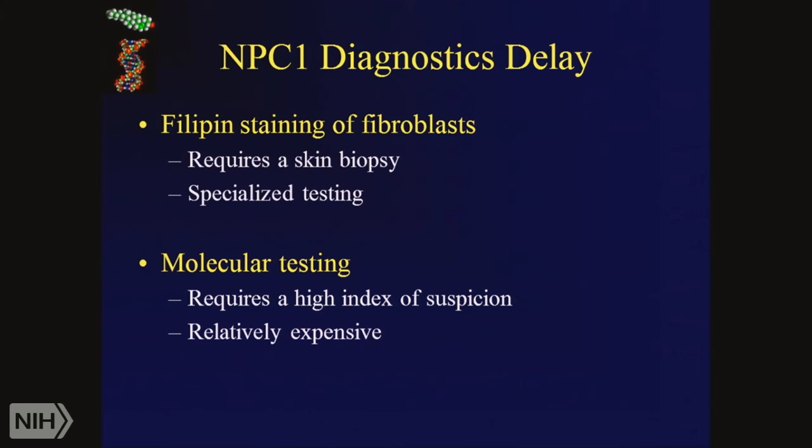Okay, coming back to the diagnostic delay. One of the things contributing to the diagnostic delay was the difficulty in making this diagnosis. There was not a blood test. The classical way of making the diagnosis was this Filipin staining of fibroblasts, and I showed you that picture early on. But to get fibroblasts, you have to do a skin biopsy. And there's a high activation energy to people doing a skin biopsy. Okay, it's much easier to draw blood, send it to the lab, and you don't have to worry about it.